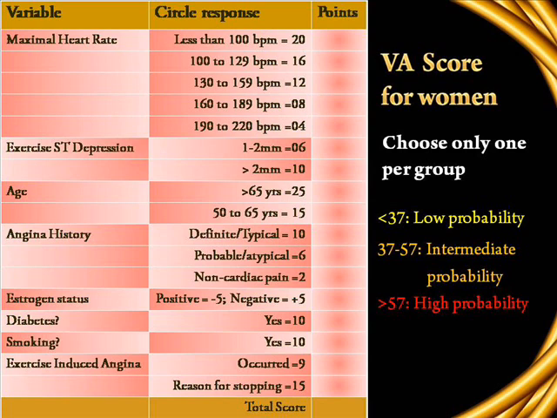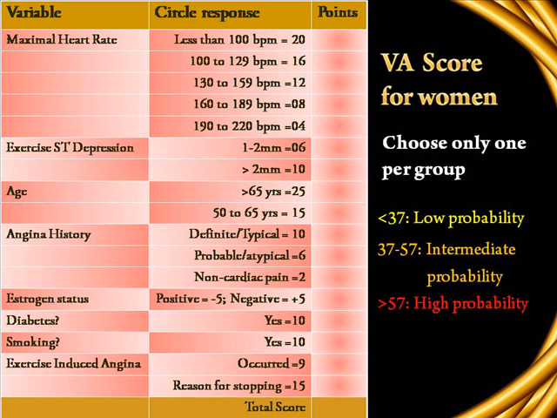Atypical or probable angina, 6 points. Non-cardiac pain, 2 points. No chest pain at all, 0 points. Estrogen status: if the woman is menstruating or has her uterus intact, you give her minus 5 because estrogen is protective. If the woman is already in menopause or the uterus is removed, then we give plus 5 for the negative estrogen status. Diabetes, yes, in women 10 points, no 0 points.